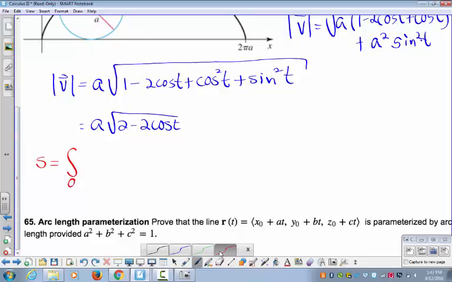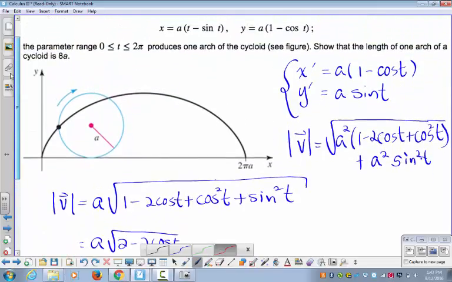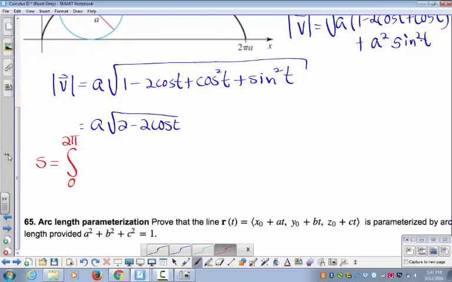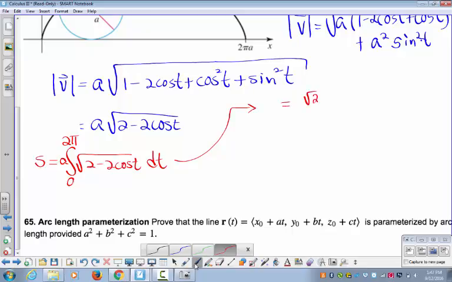So then our arc length is going to be the integral of all this from 0, I think it's 2 pi, right, to get all the way across one arch, 0 to 2 pi. A can factor to the front. And then we're going to integrate that. That'll give us the arc length. All right. Let's factor out the root 2 so that we have square root of 2 times a, integral 0 to 2 pi, and then we have 1 minus cosine of t.